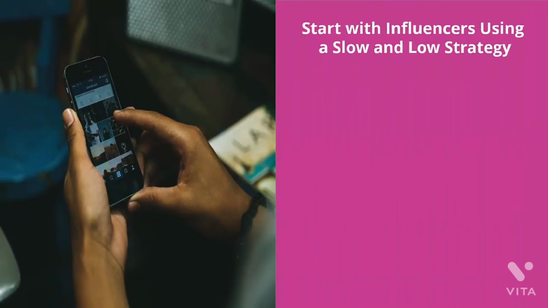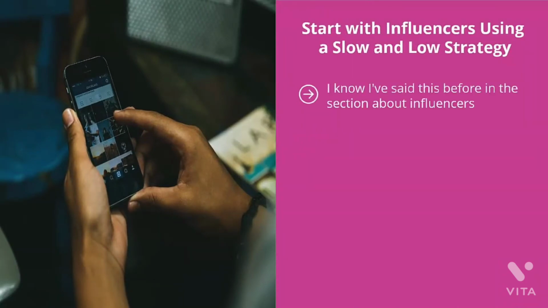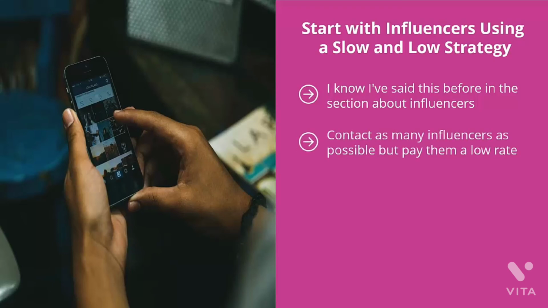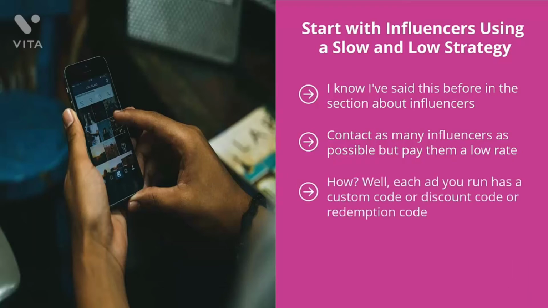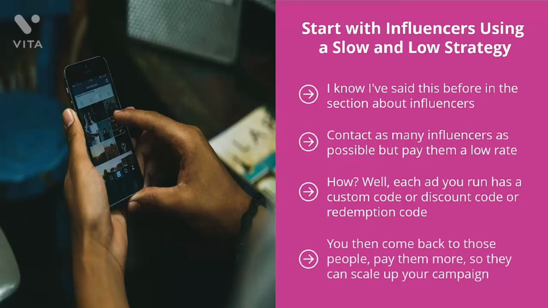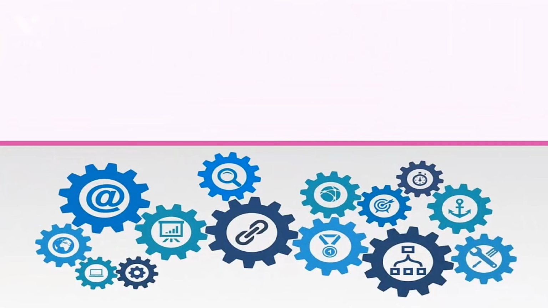Start with influencers using a slow and low strategy. I know I've said this before in the section about influencers. However, this is so important that it is worth repeating. Contact as many influencers as possible, but pay them a low rate. The ones who take you up on your offer and run your ads will then weed themselves out. How? Well, each ad you run has a custom code or discount code or redemption code. You will be able to see which ones actually produce results. You then come back to those people, pay them more so they can scale up your campaign. They obviously are real and they're credible enough with their followers for them to drive actual sales.